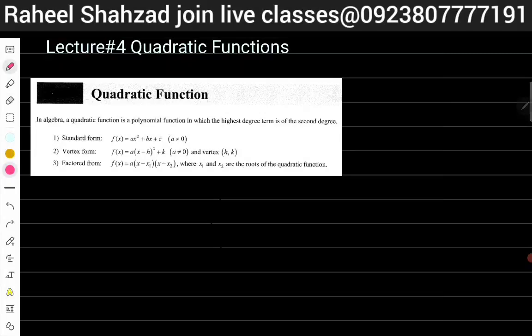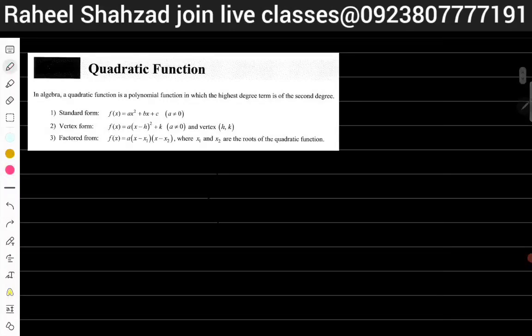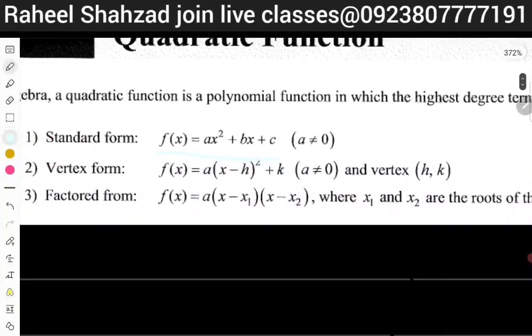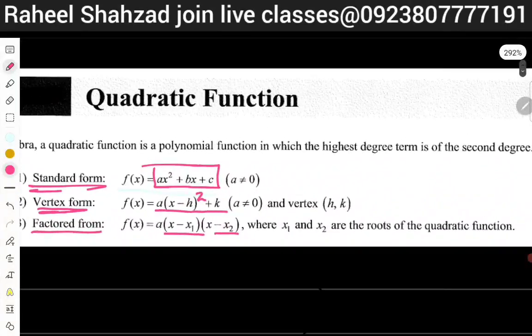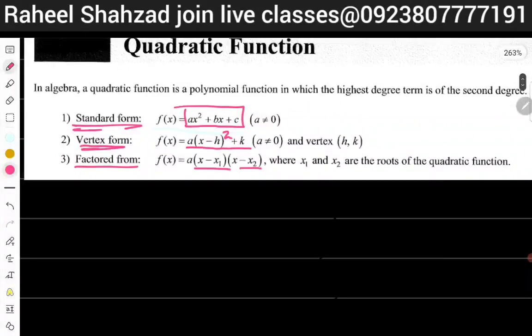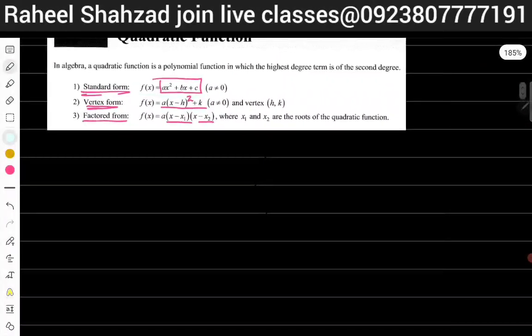So if we have a quadratic function of this form, ax square plus bx plus c, this is known as its standard form, right? And if it is written in this form, a(x minus h) whole square plus k, this is known as vertex form, and the third one is the factored form. These are the three formats of a quadratic function. Now there are some basic things we should know: finding the line of symmetry and the coordinates of the vertex.